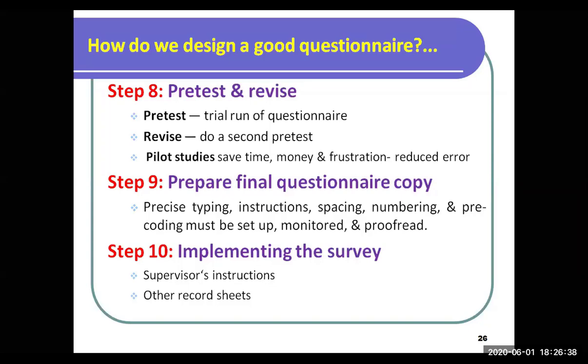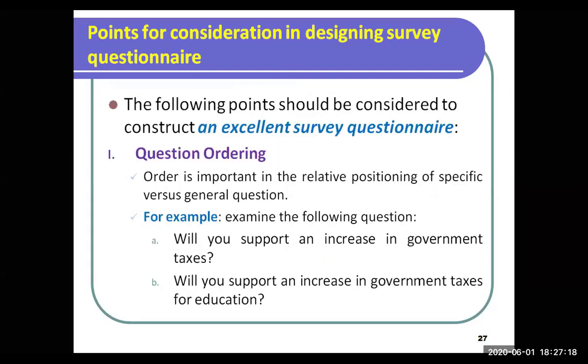In some cases, we also advise undertaking a pilot study, because it will save time and money, and you will be quite confident about the result at the end. Preparing the final questionnaire copy is another step. Typing, instructions, spacing, numbering, and pre-coding must be properly proofread. The last step is to implement the survey. The survey might be conducted by enumerators, or you might do it yourself. That was the point.